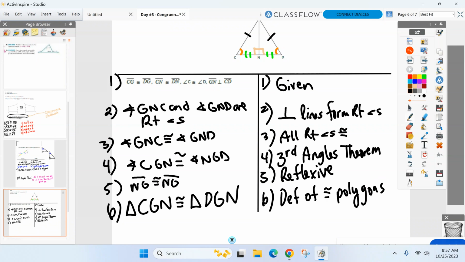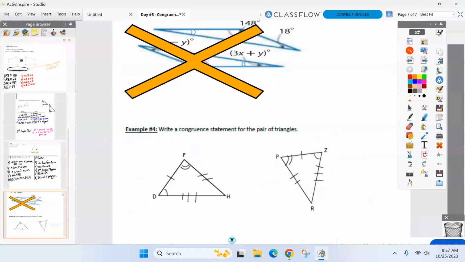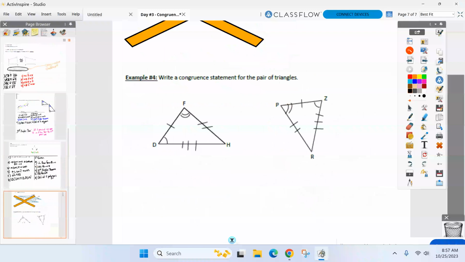Okay, so make sure you have all three pairs of sides and angles. One more thing we need to do as a group. I want to make sure you're good at this congruent statement. All right, whoa. Before we put pen, pencil to paper, are these two triangles actually congruent?